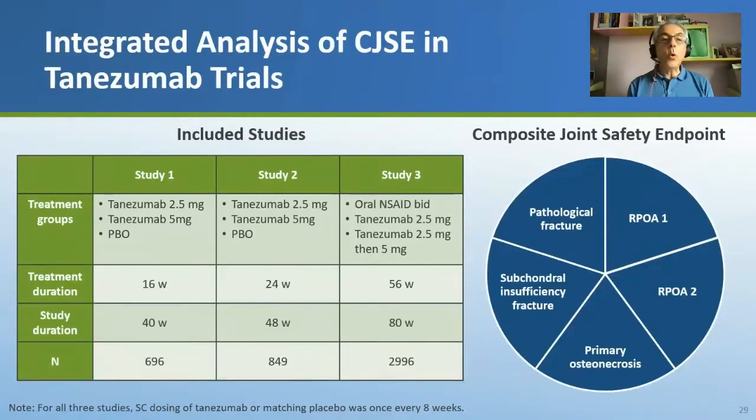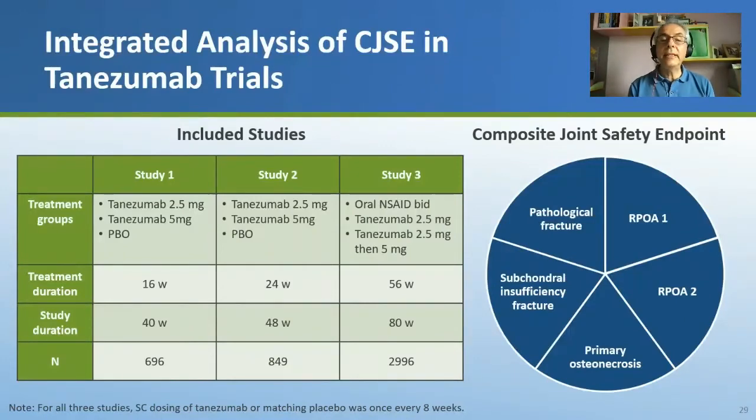And in all 3 studies, the joint safety outcomes were adjudicated by a blinded external adjudication committee with what is called the composite joint safety endpoint. You see on the right, RPOA 1, RPOA 2, but also primary osteonecrosis, also the subchondral insufficiency fracture, and also pathological fracture. A total of 451 patients were evaluated.